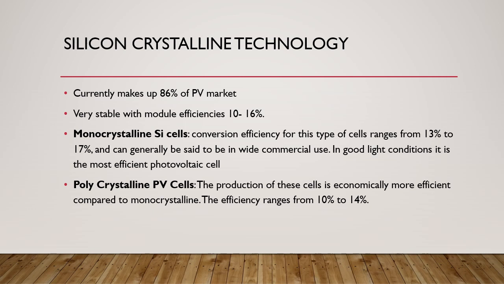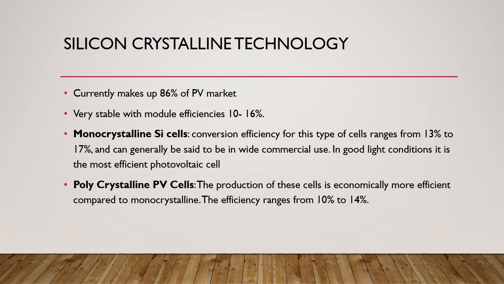Now let us discuss the silicon crystalline technology. Here it currently makes up 86% of the PV market. It is very stable with module efficiencies of 10 to 16%. There are two types: monocrystalline Si cells and polycrystalline PV cells.